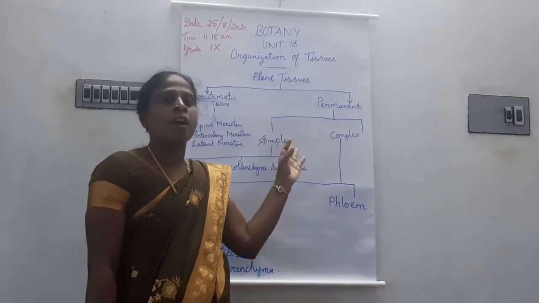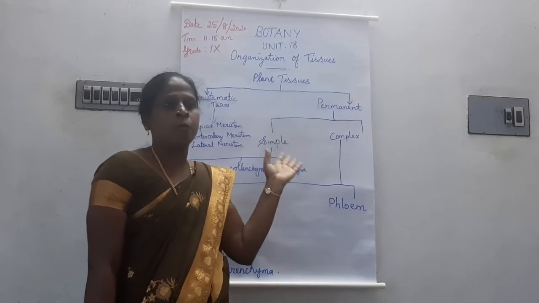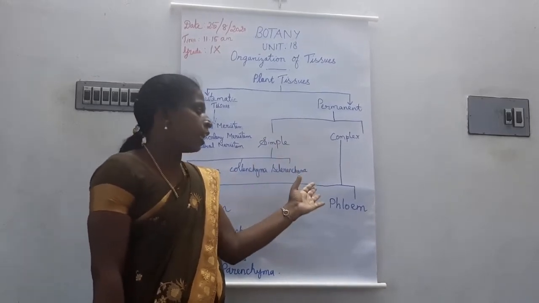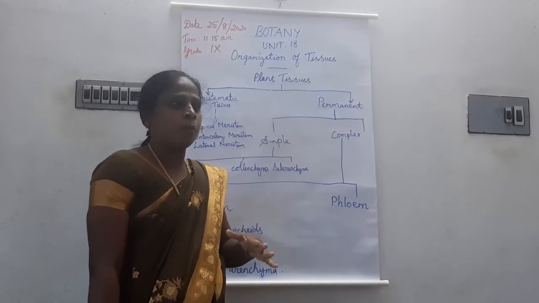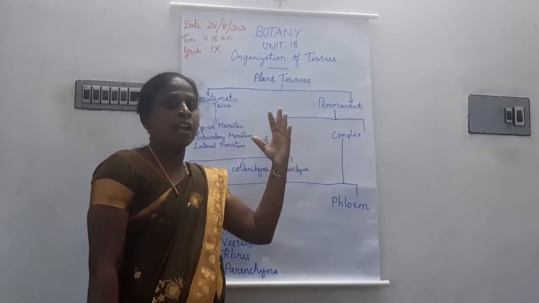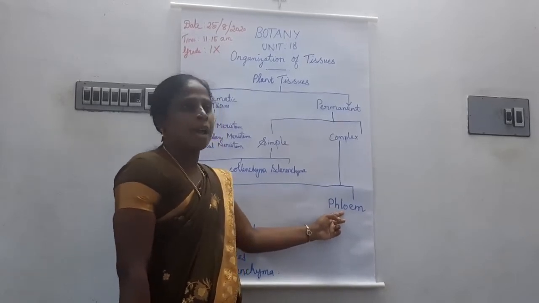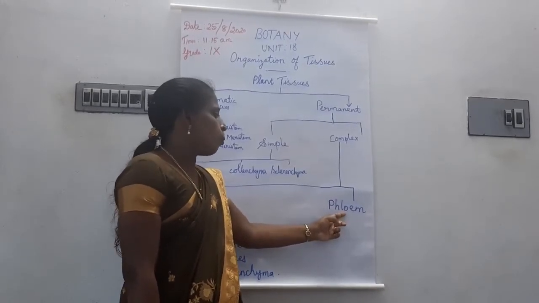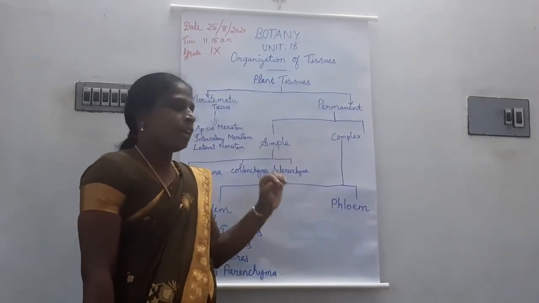Here the movement of the food materials is bidirectional. Why is it bidirectional? Bidirectional means it can move upward or downward, so it can move in both directions. So the movement of food materials in the phloem tissues is bidirectional.